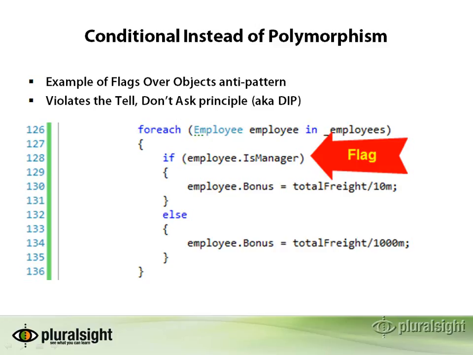Another violation that we have to the don't repeat yourself principle is caused by this conditional instead of polymorphism. Here we see an example of the flags over objects anti-pattern, where it's violating the tell don't ask principle, which is also known as the dependency inversion principle, because we're asking this particular object whether or not it's a manager, and then using that to compute the bonus ourselves within this external calling code and setting it in a field within the employee object. Let's look at how we can refactor this to make it apply the DRY principle and make it use polymorphism instead of this if-then logic that will eventually be scattered throughout our code.